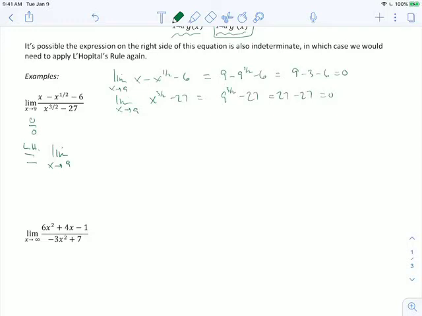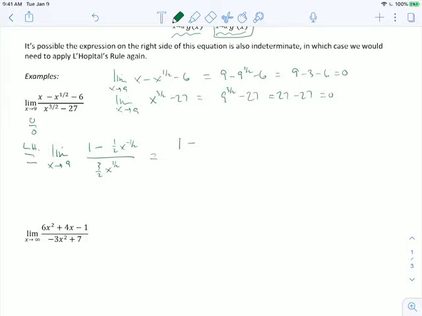So by L'Hopital's rule, I get 1 minus 1/2 x to the minus 1/2 as the derivative of the numerator, and the denominator I get 3/2 x to the 1/2. And let's try substitution.